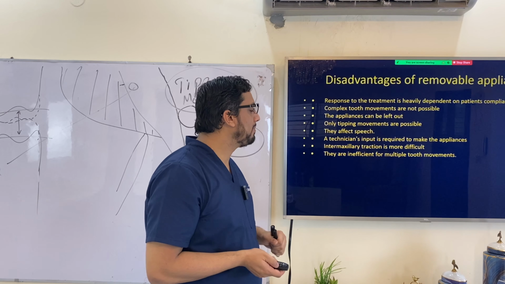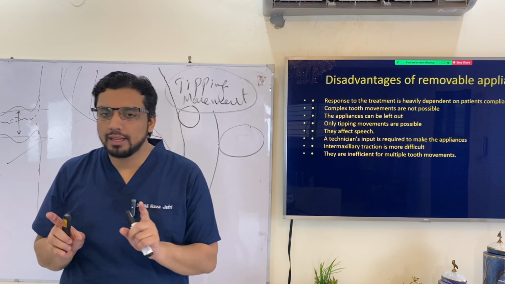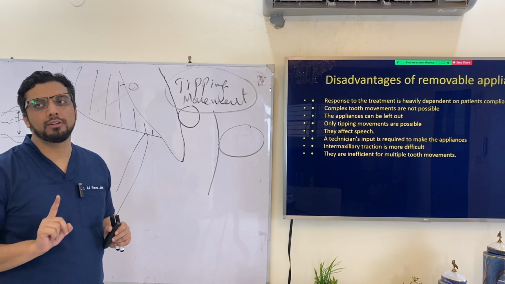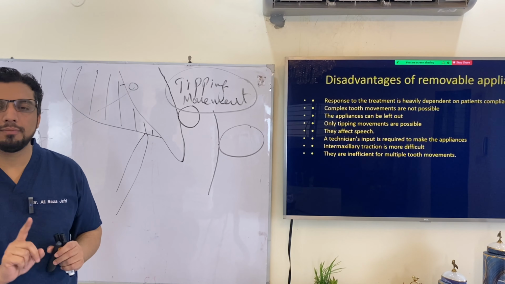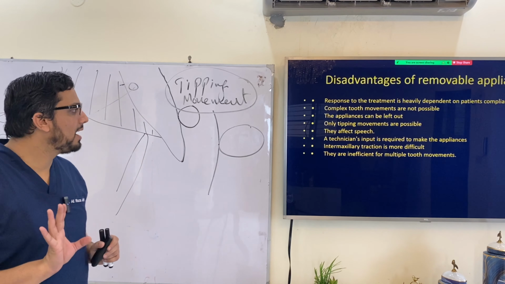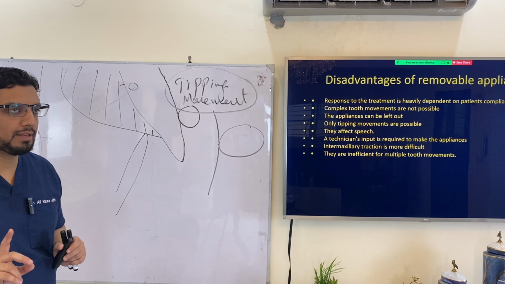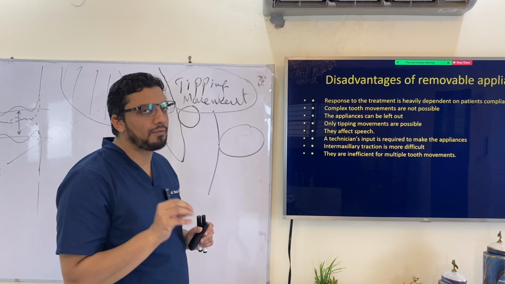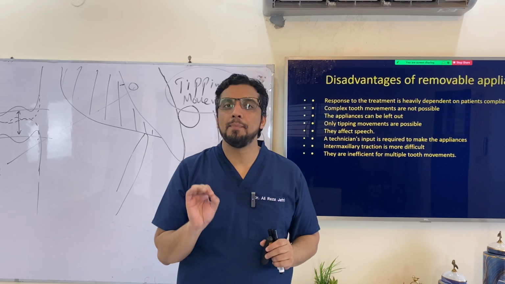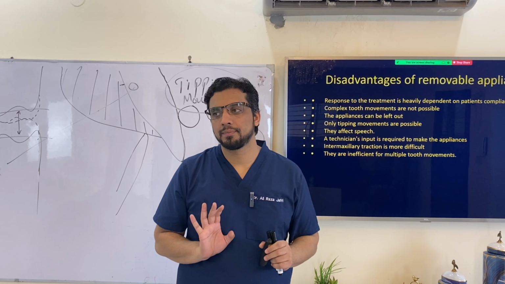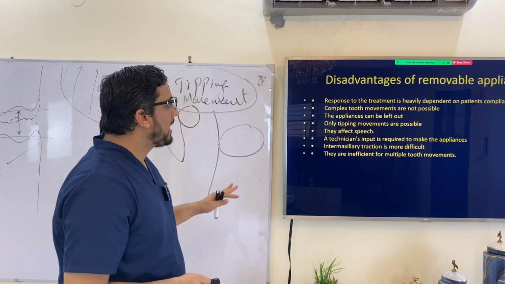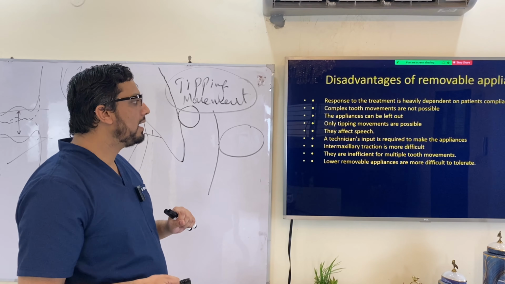They are inefficient for multiple tooth movement, because in simple crux, if I ask you to memorize only one point from this lecture, the one point that is worth remembering, that point is this: removable appliances cannot produce fine detail of tooth movement. They are mainly for tipping tooth movement. This is the most important point of this lecture. So they are inefficient for multiple tooth movement.